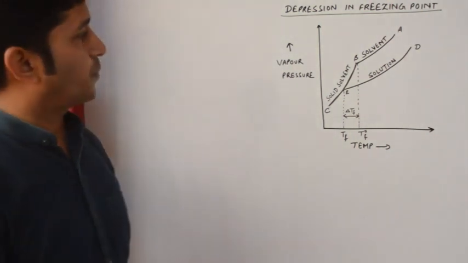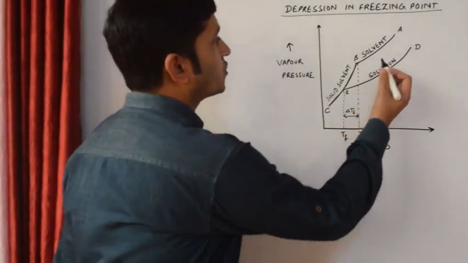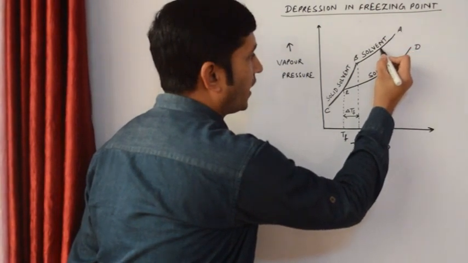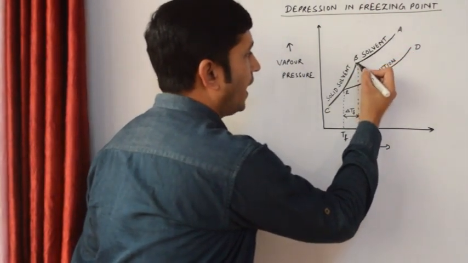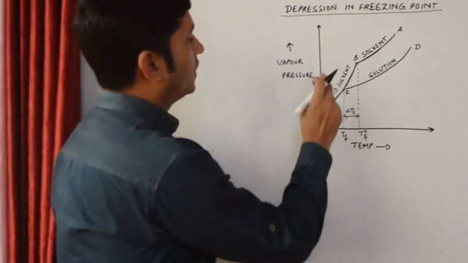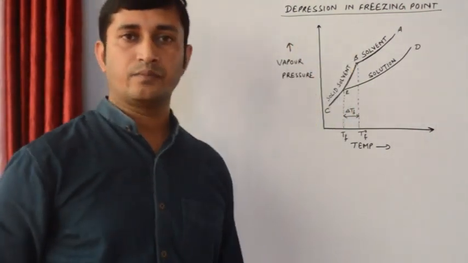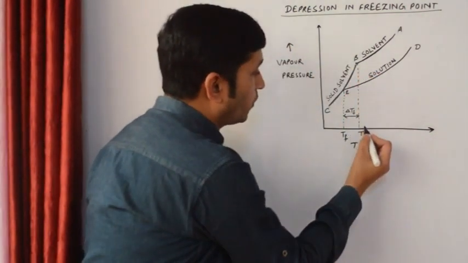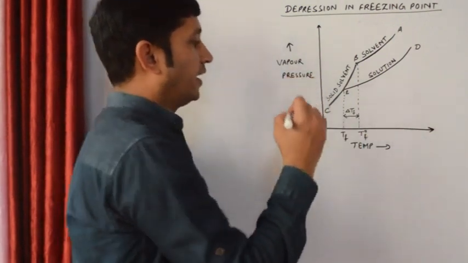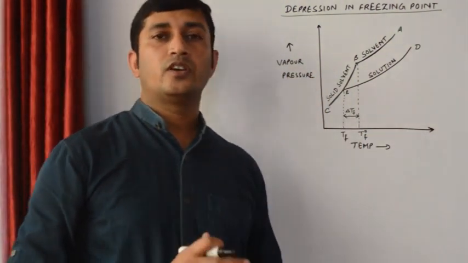On reducing the temperature, vapor pressure of solvent decreases along AB. At point B, the solid phase appears for the first time. Temperature corresponding to point B, that is T0F, is the freezing point of pure solvent.